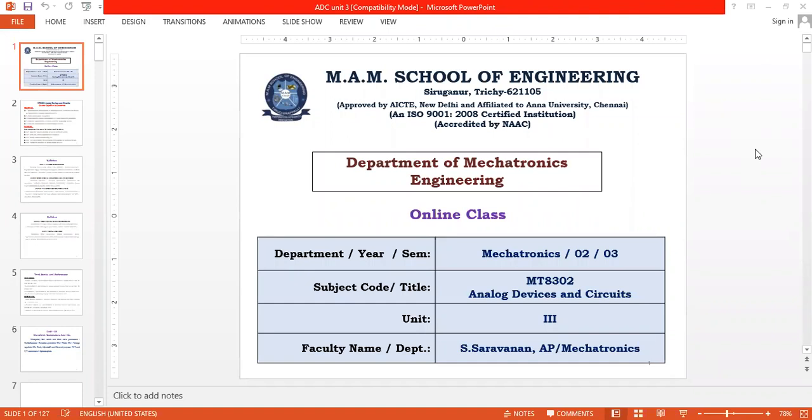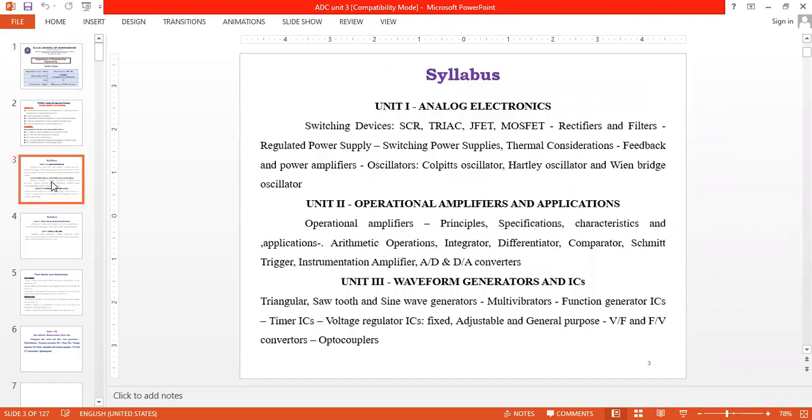School of Engineering, Department of Mechatronics Engineering, online classes, analog devices and circuits, unit number 3. Okay. So in unit number 3, we are going to discuss the waveform generators and special function ICs.